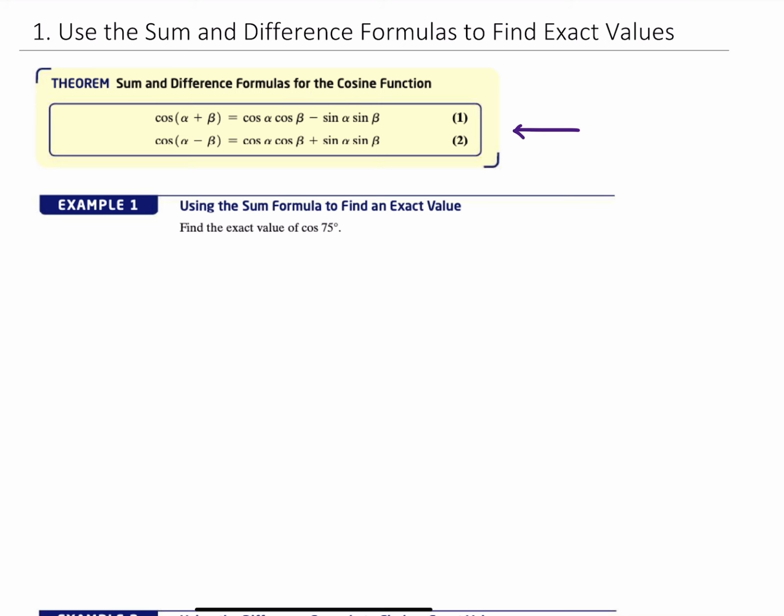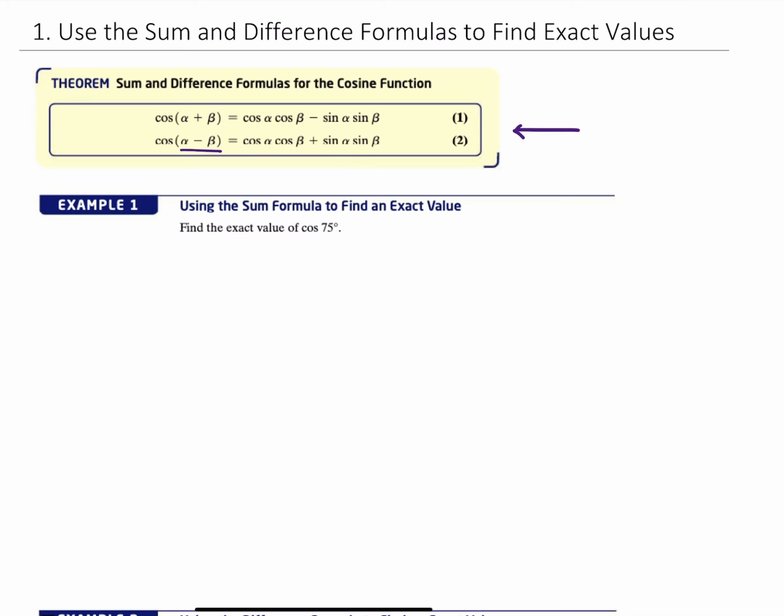And then they give us a similar formula for the difference of two angles inside of a cosine. So cosine alpha minus beta. The structure is the same, but notice the sign flips. So cosine of the first angle times cosine of the second angle plus sine of the first angle times sine of the second angle.